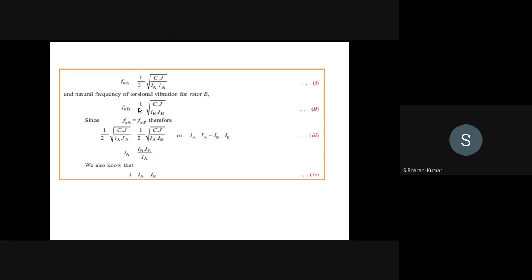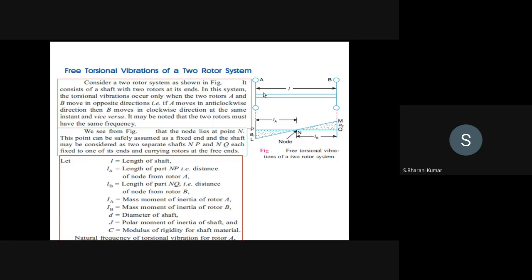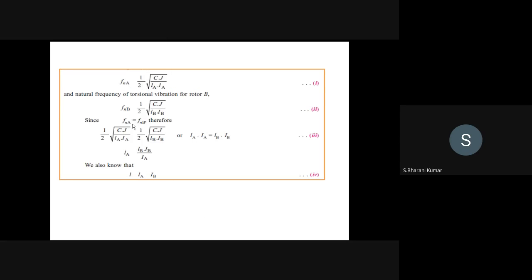Fn of A equal to Fn of B, because the frequency acting in rotor A will be equal to the frequency of rotor acting in B. Okay, both are the same because both are acting on the same shaft. It's not a different shaft there. So the frequency here is the same frequency there. Frequency doesn't change here.